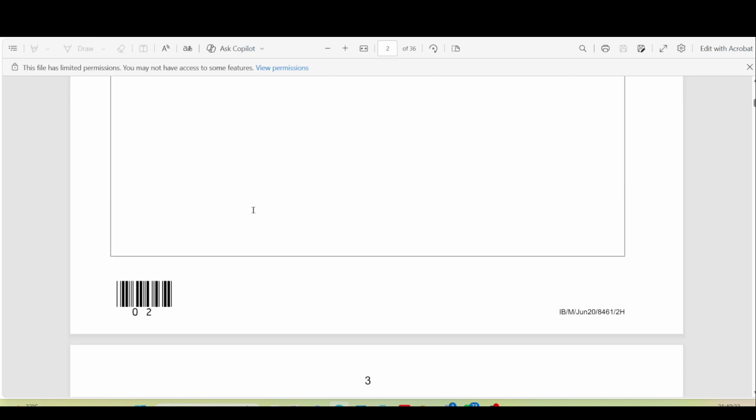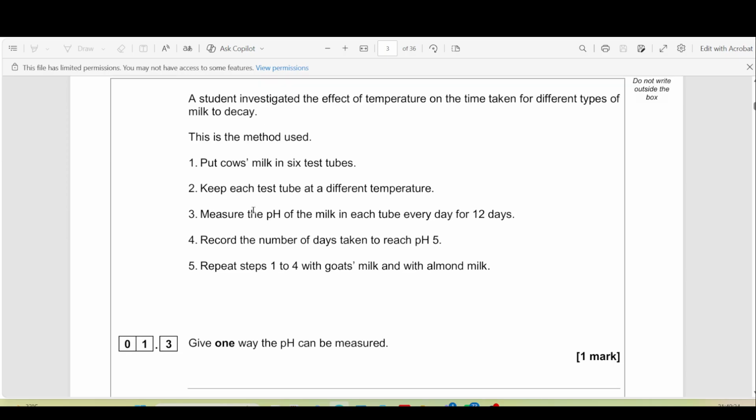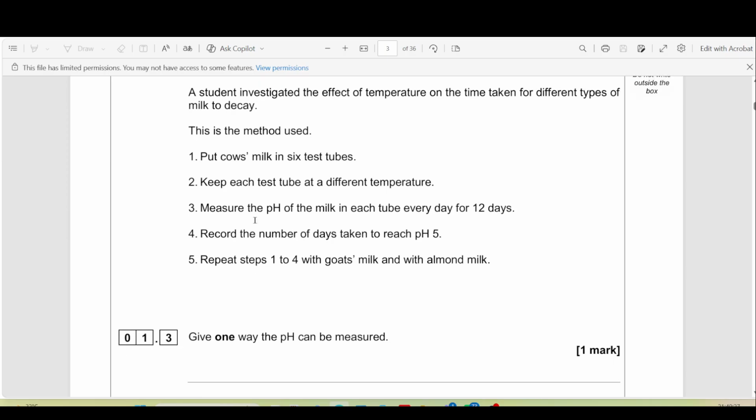Fatty acid cause it to. Give one way the pH can be measured. pH probe. Yeah.